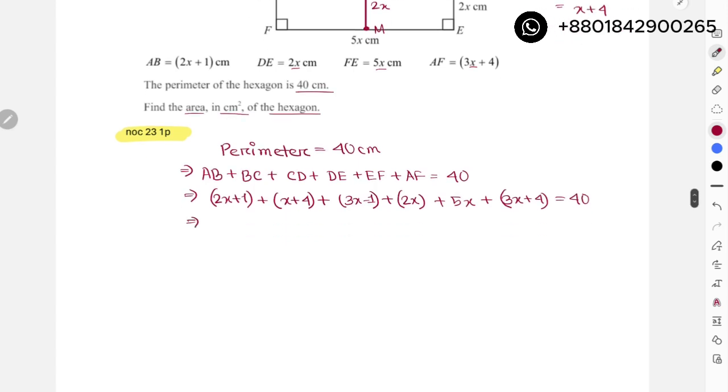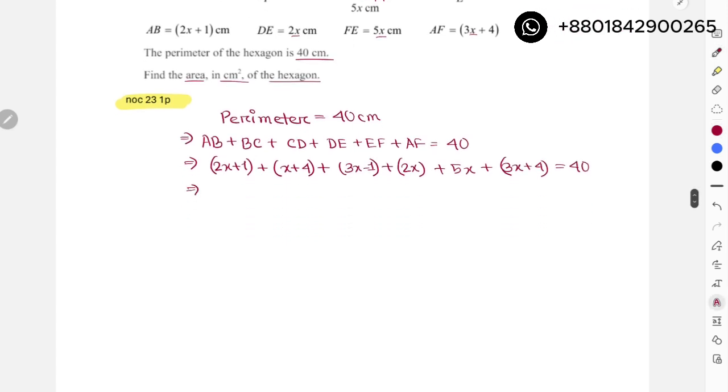After this, you just start adding the x's together. You have 2, 1, 3, that's 6, 7, 8, plus 5 is 13, 13 plus 3 is 16, right? Just to be sure, I'll still calculate it. 2, 1, 3, 2, 5, 3. That is 16x, okay. So we have 16x, and for the numbers, we have 1, 4, minus 1, plus 4. That is just 8 then. Plus 8 equals 40.